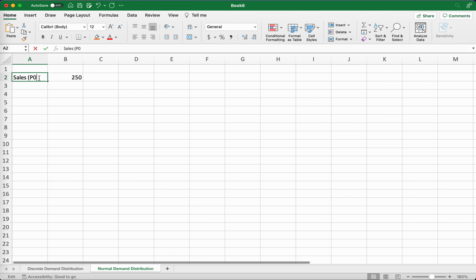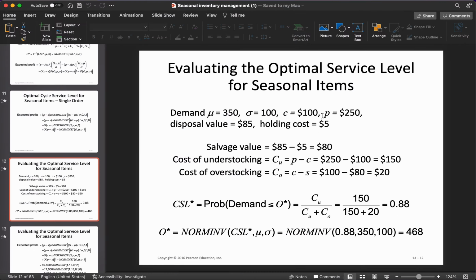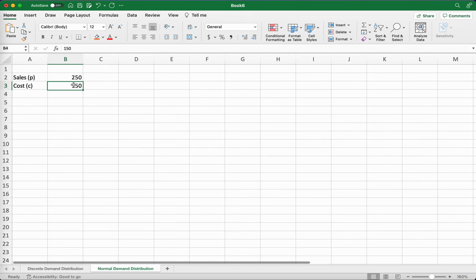The cost is C. The cost is 100. The salvage value is 80.